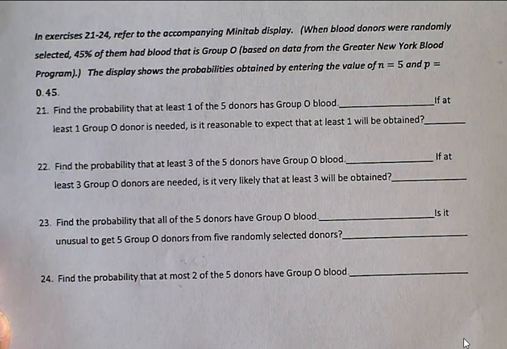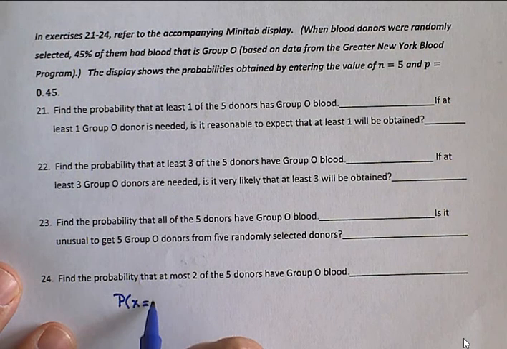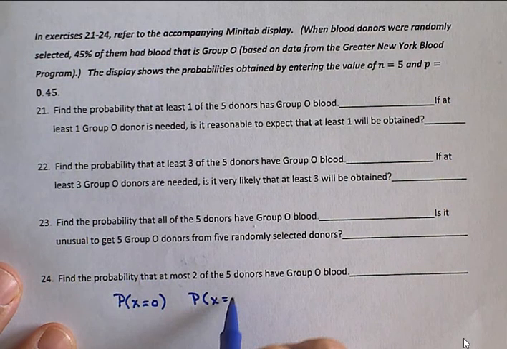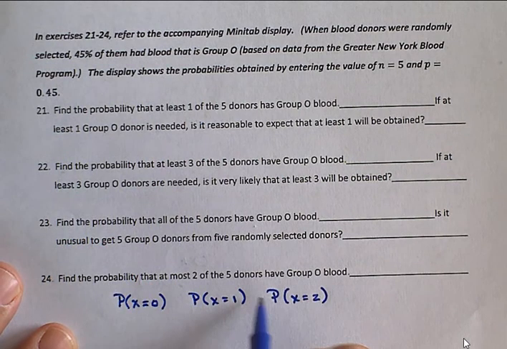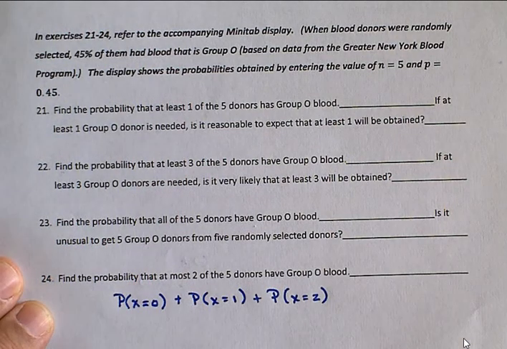At most. Okay, so can it be less than 2? Absolutely. It cannot be greater than 2. So what I'm trying to do here is find the probability when it's equal to 0, the probability when it's equal to 1, and the probability when it equals 2. And I'm going to add those up to find the total probability of at most 2 of the 5. So I'm going to go to the calculator and do this 3 times.